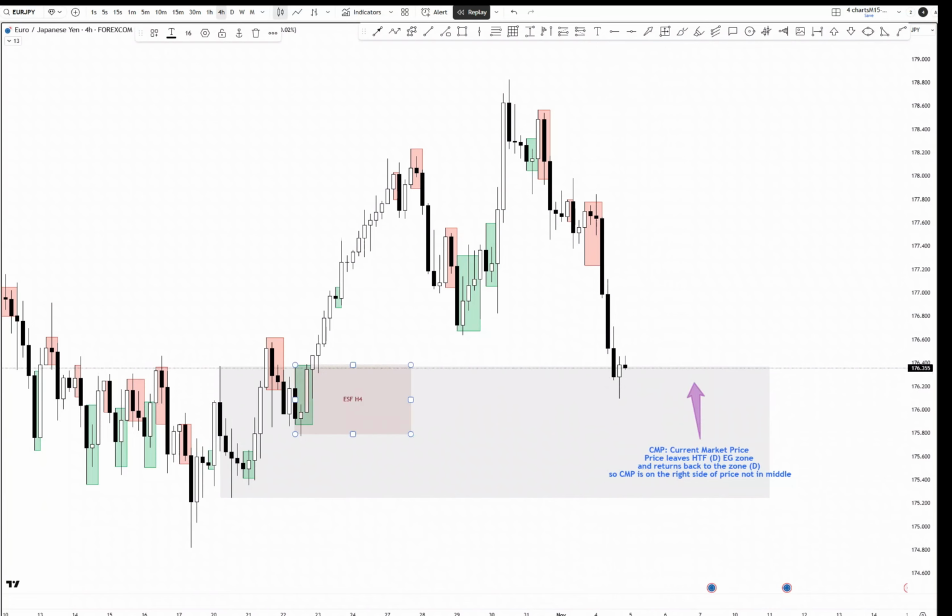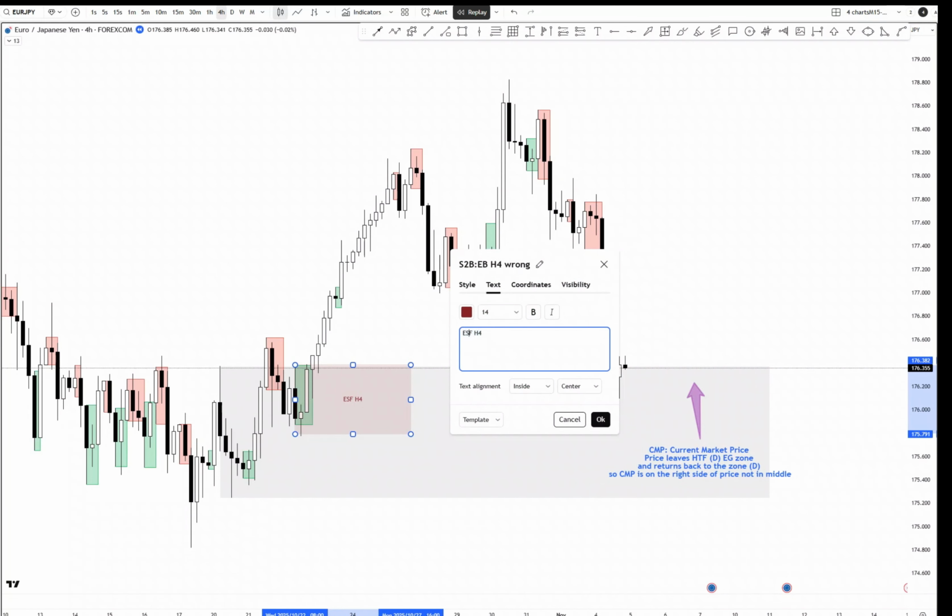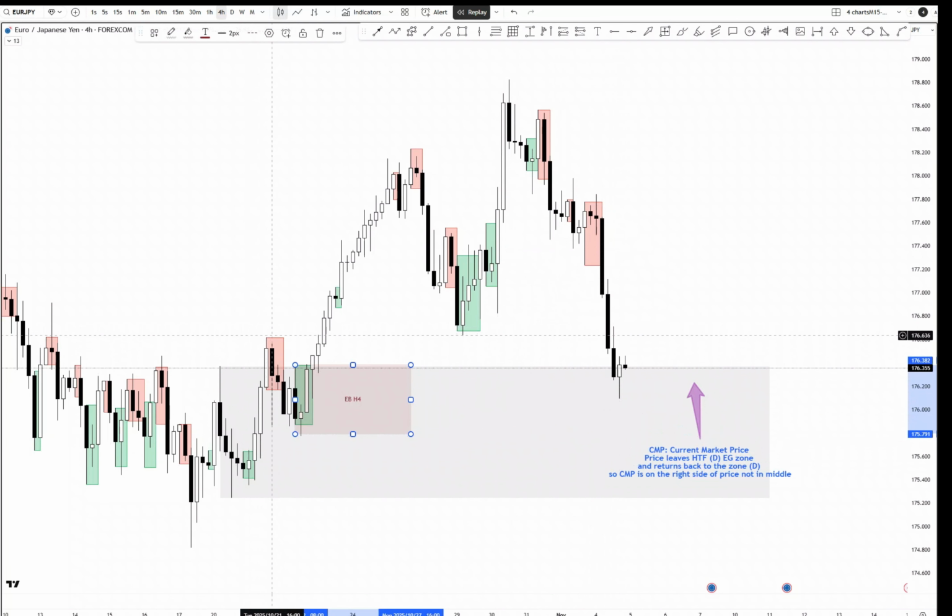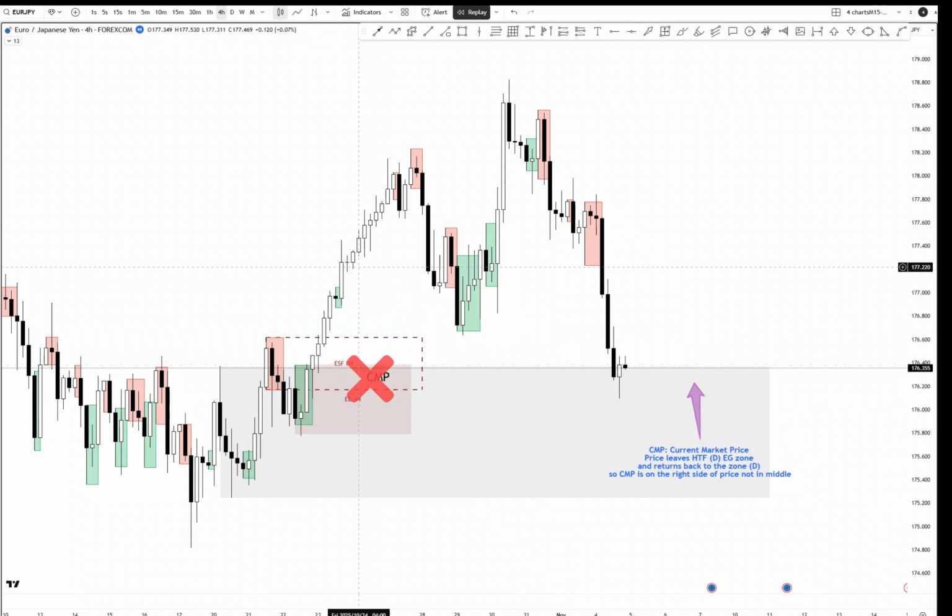And later, now we have engulfing sell. It should have been engulfing buy. Let me change it to engulfing buy on H4. Then we also have a previous engulfing sell. But these are not our concerns. If you consider this one as CMP, it is the wrong place for CMP. So we don't take this one as CMP. We take this one as CMP.